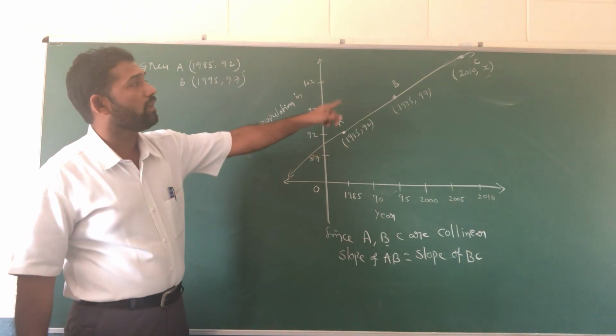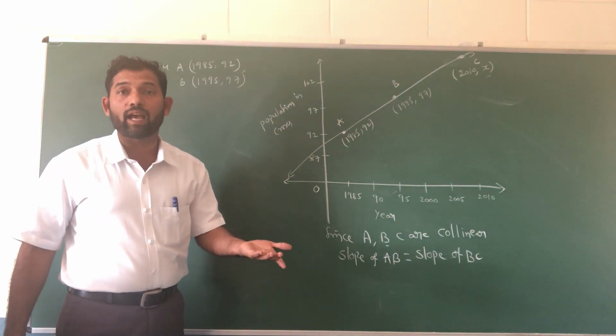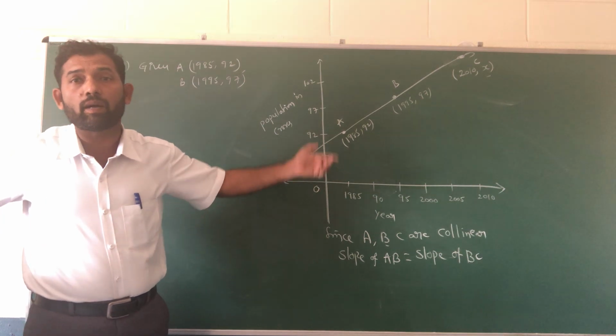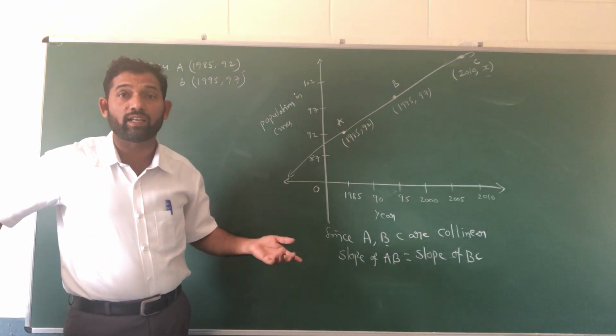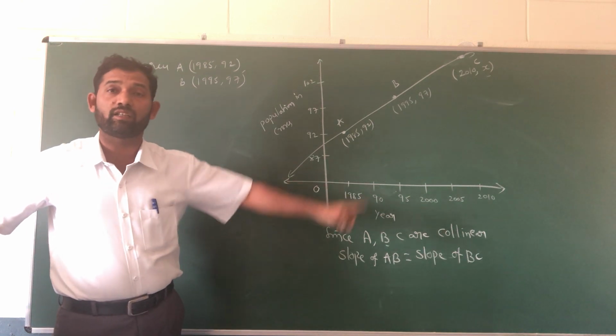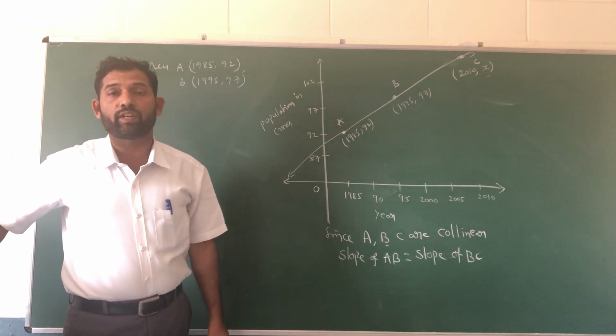A, B, C are on the same line. So A, B, C are collinear. Then you apply the collinear condition and you get the x value.